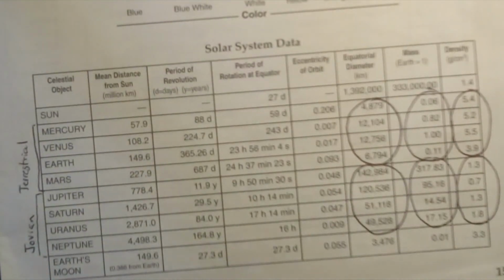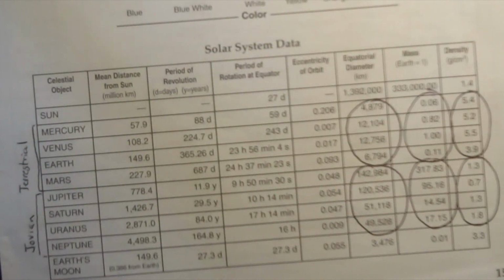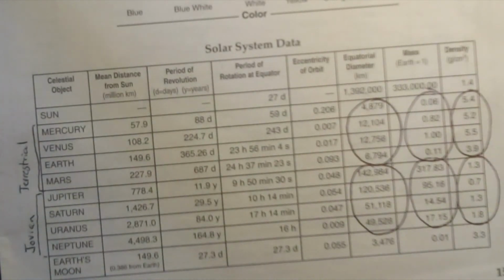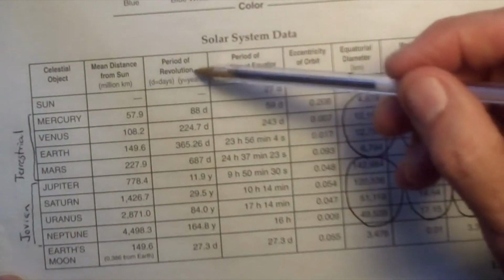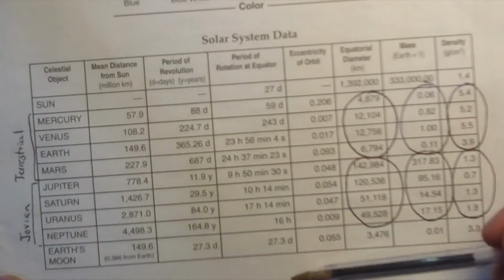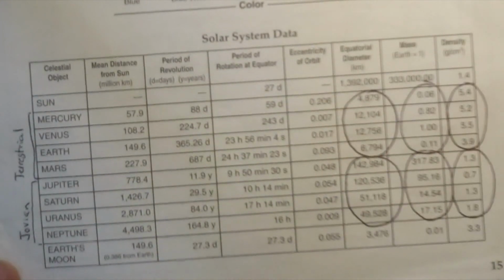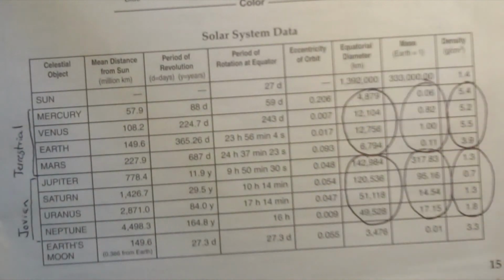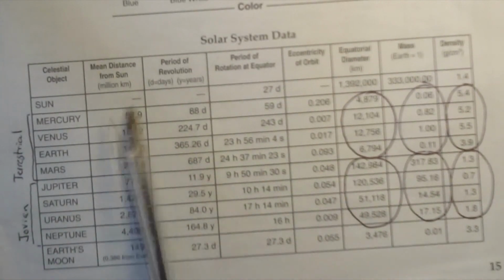So you can use this solar system data chart to give you all kinds of information about the Sun, the 4 terrestrial planets, the 4 Jovian planets, and also the Earth's moon, which we will study at a later time. The chart gives you the order of the planets, the distance, the period of revolution, the period of rotation, the eccentricity of the orbit, how circular it is or how oval it is, depending upon how high the number is, the equatorial diameter, the mass compared to Earth, and the density of the planets, as well as the moon and the sun.